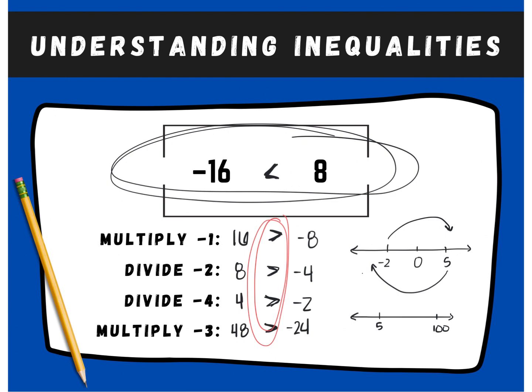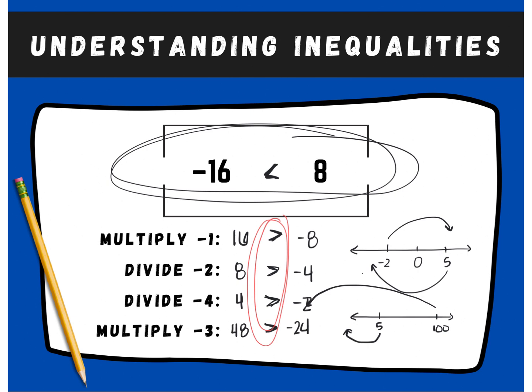If I multiply both of these by something negative, let's say just negative 1 for the sake of ease, 5 times negative 1 is negative 5, right? So that would move left to some extent. 100 times negative 1 is negative 100. It would move way further left.